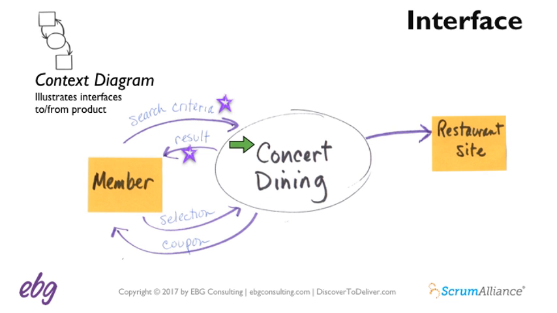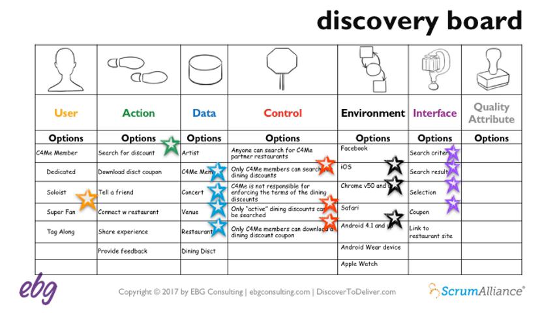Is that going to get from the product to the member via an SMS, an email, a voicemail, or a human-computer interface? And if it's a human-computer interface, which it might be, if that's what the selected option is, then we're going to want to have a wireframe or mock-up to visualize that human-computer interface. And that would be what would go on the discovery board.